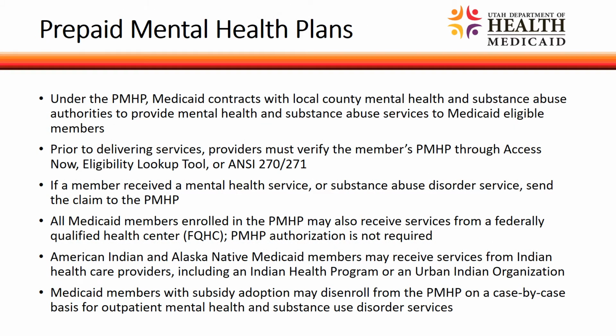Under the PMHP, Medicaid contracts with local county mental health and substance abuse authorities to provide mental health and substance abuse services to Medicaid-eligible members. Prior to delivering services, providers must verify the member's PMHP through Access Now, Eligibility Lookup Tool, or ANSI 270-271. If a member received a mental health service or substance abuse disorder service, send the claim to the PMHP. All Medicaid members enrolled in the PMHP may also receive services from a federally qualified health center. PMHP authorization is not required.